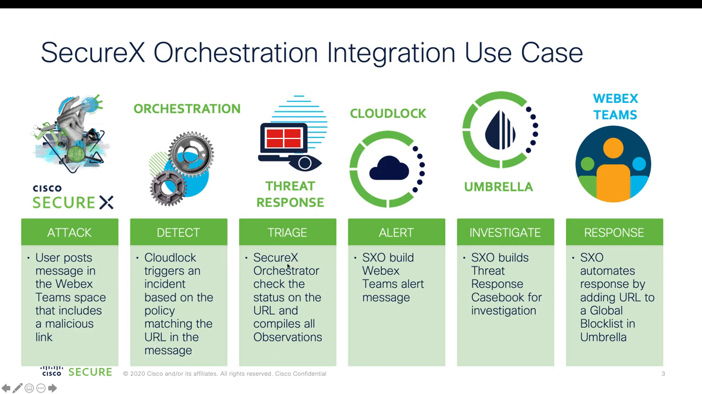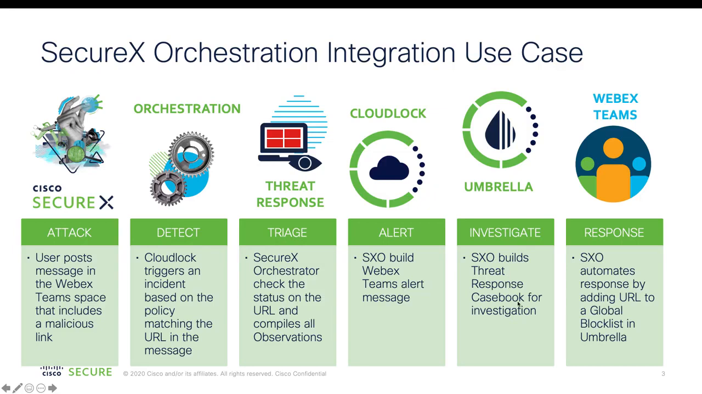That incident is being picked up by SecureX orchestrator in this automation workflow. We check if this URL is malicious or not, what is the status of that URL, and depending on the status, we perform different actions. And then the next, we send alerts to the user itself. If the URL is malicious, we send alert to the SecOps team, to our triage team.